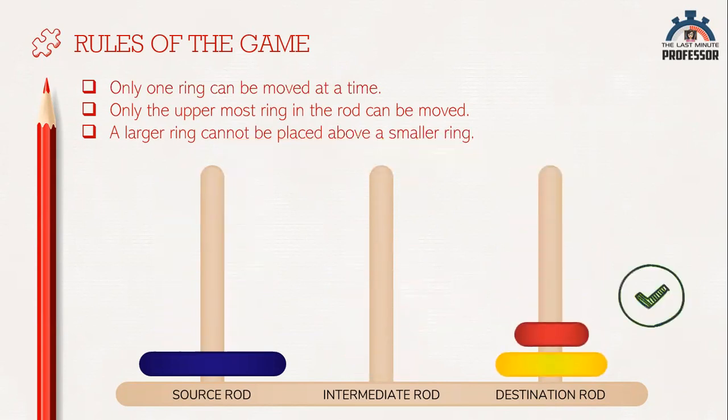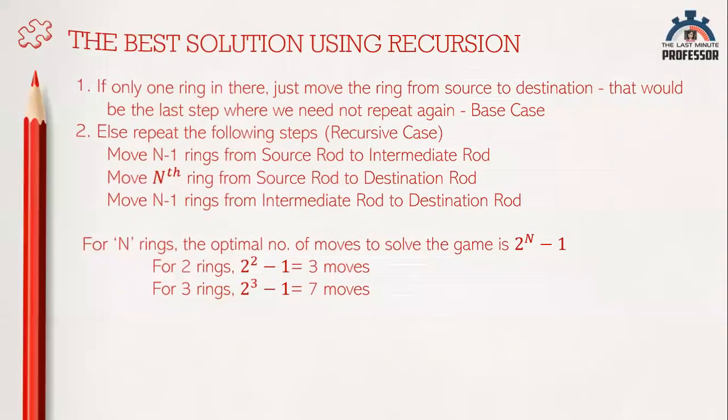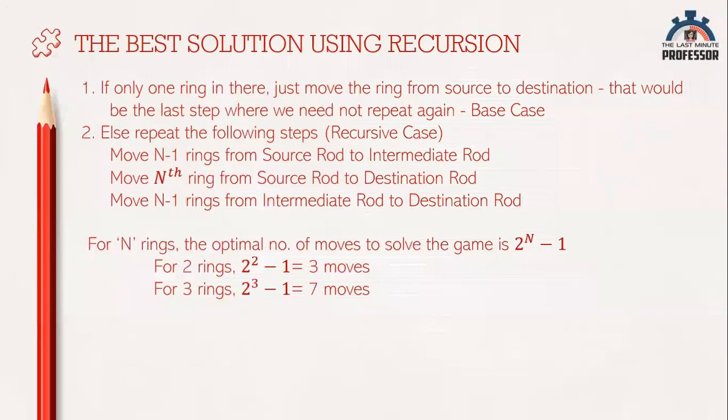We are going to look into an optimal approach using recursion that requires 2^n minus 1 moves for n rings. Let us explore our strategy. First, we shall focus to move the biggest ring to the destination rod. Then let us focus to move the second biggest ring to the destination rod. And if we proceed this way, we shall reach our target.